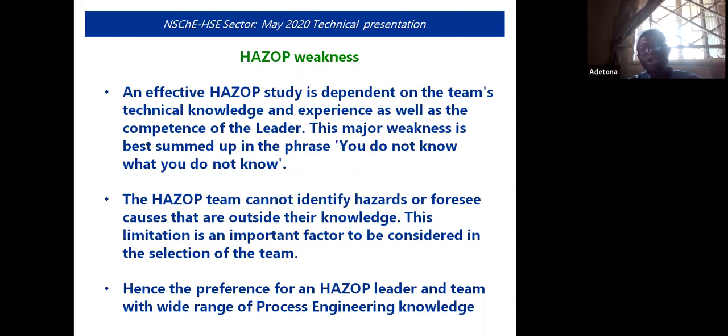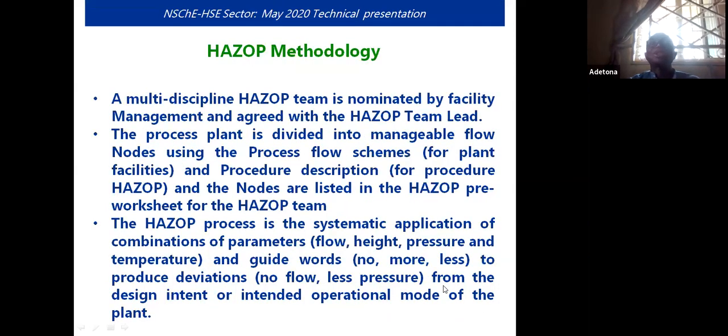And it's good, it's a structural approach, but because of the brainstorming session, if you don't have experienced operators, experienced design engineers, experienced leader, you will not identify all the key hazards. Hence, the preference for a Hazop leader and team with a wide range of process engineering knowledge is paramount. Now, what is the methodology?